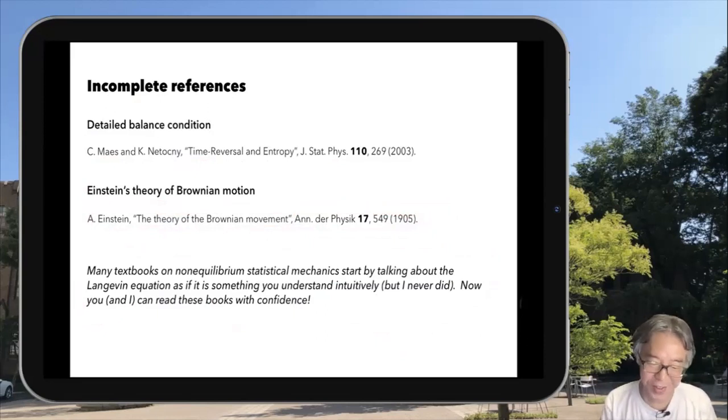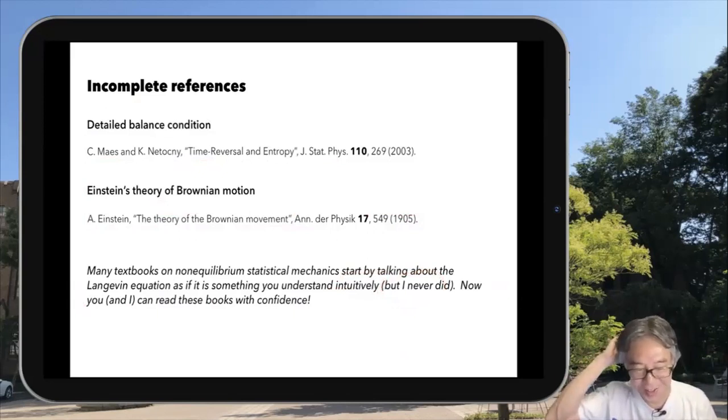Many textbooks on non-equilibrium statistical mechanics start by talking about the Langevin equation. They really start from the Langevin equation. And they talk about it as if it is something you understand intuitively and easily. But actually, for me, it was never easy. I never understood this quickly. And actually, probably I said this before, but for me, the fluctuation theorem is much easier to understand than the Langevin equation.